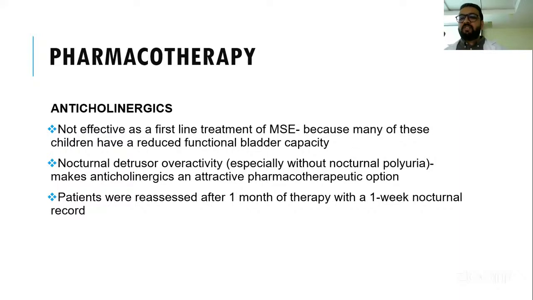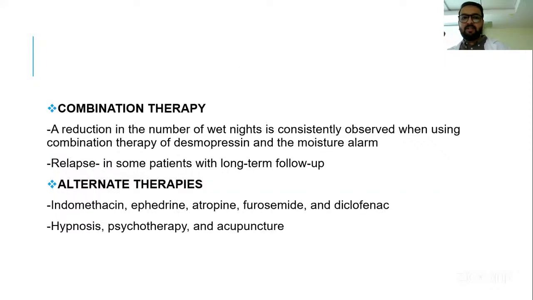Anticholinergics, these are not the first line treatment because many of the children have reduced functional capacity, and the mechanism of nocturnal detrusor activity makes them an attractive option, and the patient should be reassessed again after 1 month. Then combination therapy may be used, and there are some alternative therapies like hypnosis, psychotherapy, and acupuncture.